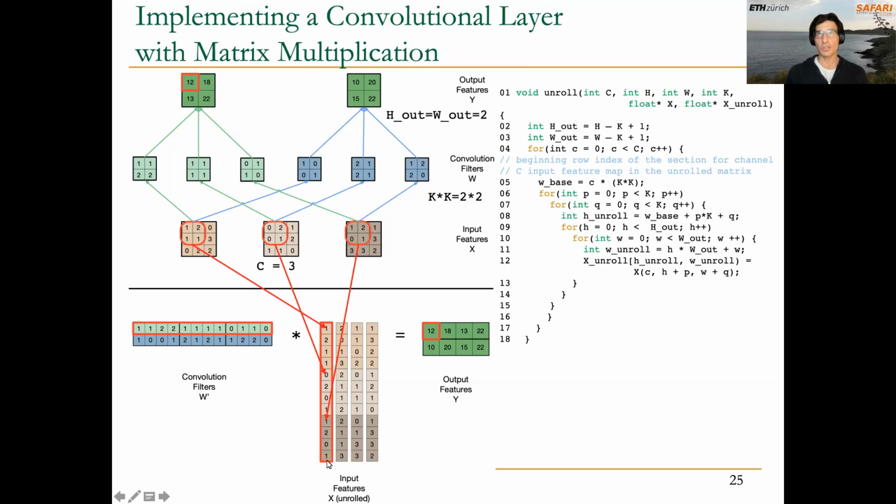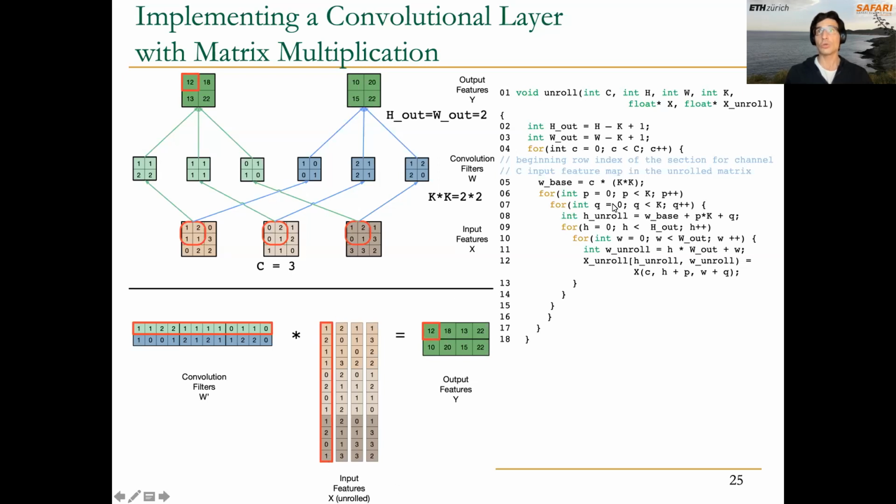For example, in this first column, if C is equal to 0, because we are unrolling this first input feature map, W base is going to point here. If C is equal to 1, because K by K is 2 by 2, which is 4, this W base is going to point exactly here. And if C is equal to 2, because K by K is 4, this W base is going to point exactly here. So now we know what's going to be the row in the unrolled matrix of input features.